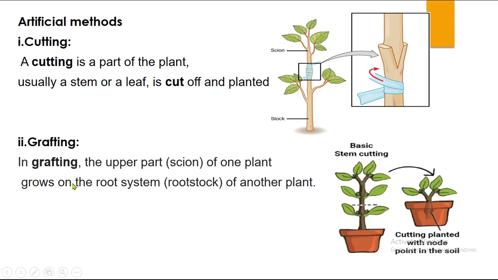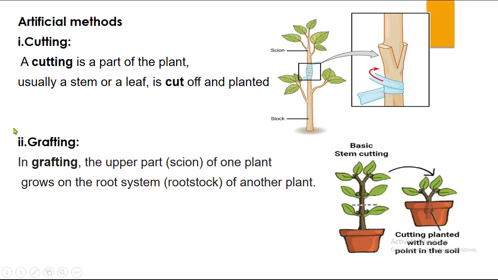So what is the artificial method of vegetative reproduction? Cutting and grafting. Cutting is you cut a small piece of plant, and if that cut piece of the plant is taken off and if it is placed in a suitable environment, it can give rise to a new plant. The common example is rose plants. In rose, we usually cut a part of the stem and we place it in a soil or in a suitable environment. It can give rise to a new plant.